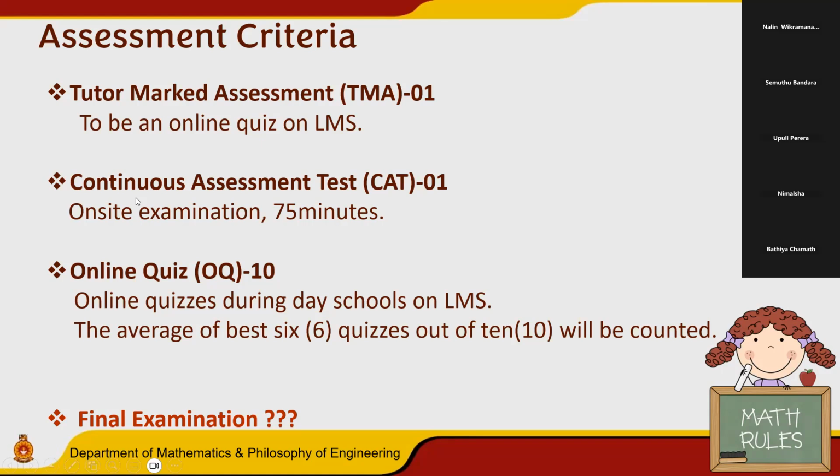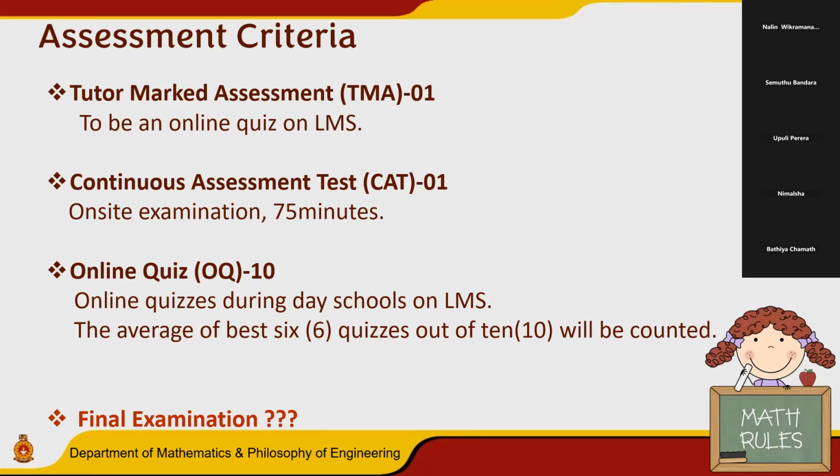is the continuous assessment test, CAT. We have one continuous assessment test for this course, and for this continuous assessment test, you have to come to the regional center or a study center of the Open University. Normally, this is about 75 minutes. So you will get more information about this when you start with the course. And again, we have 10 online quizzes.